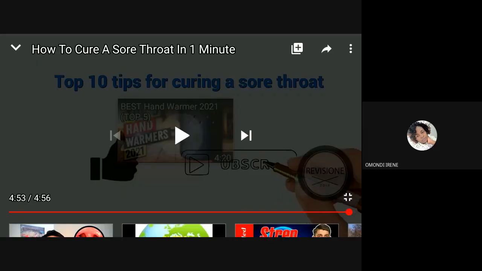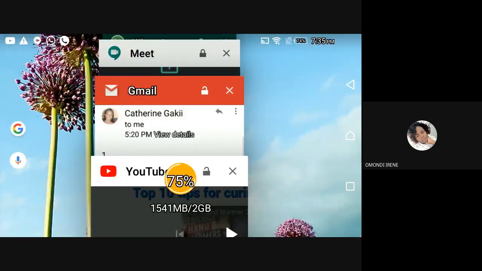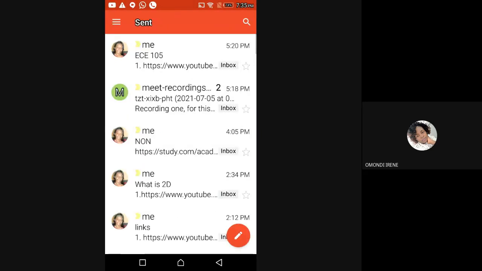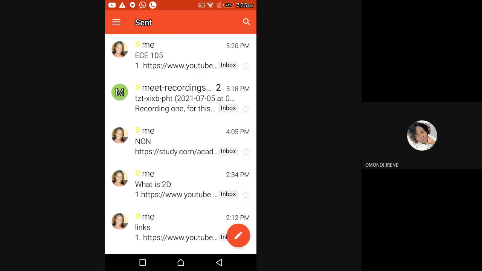So that is it on that. And I want to show you the tonsil stones. I hope you're still on. I want to show you the tonsil stones now, so that we are together.